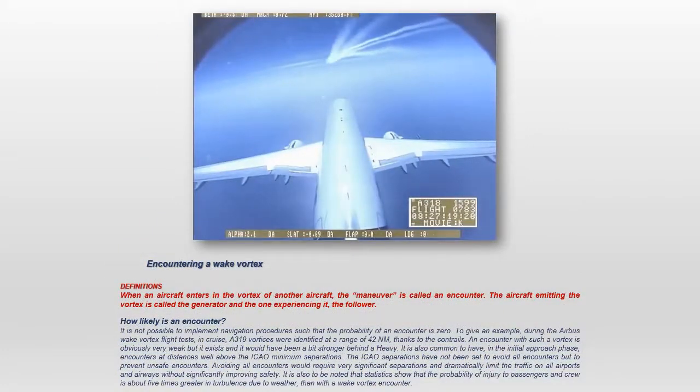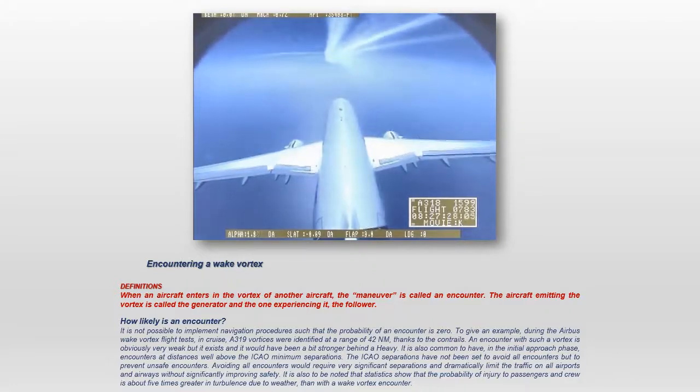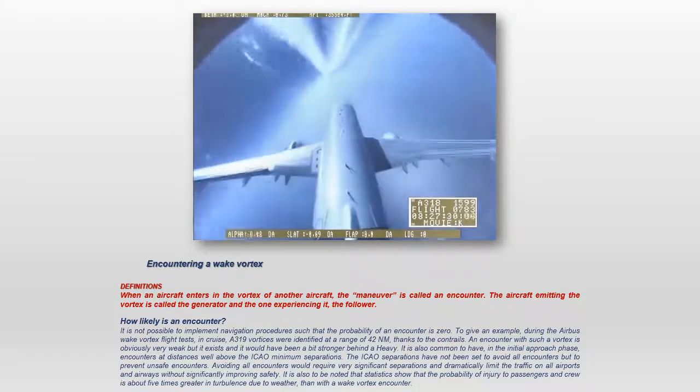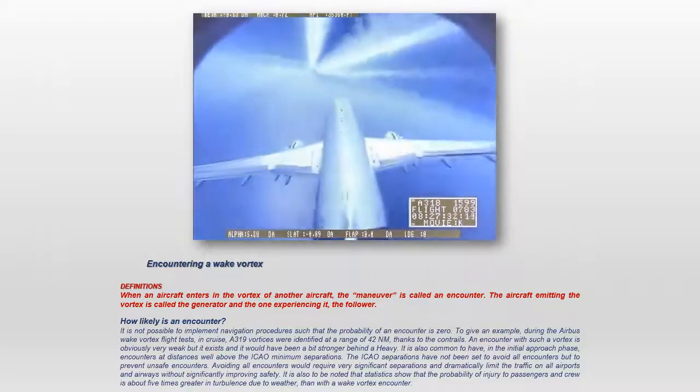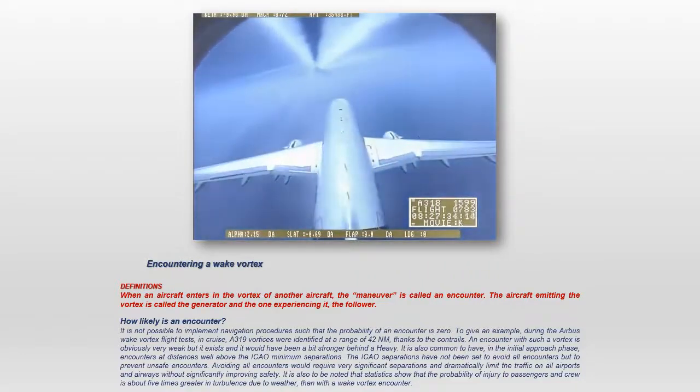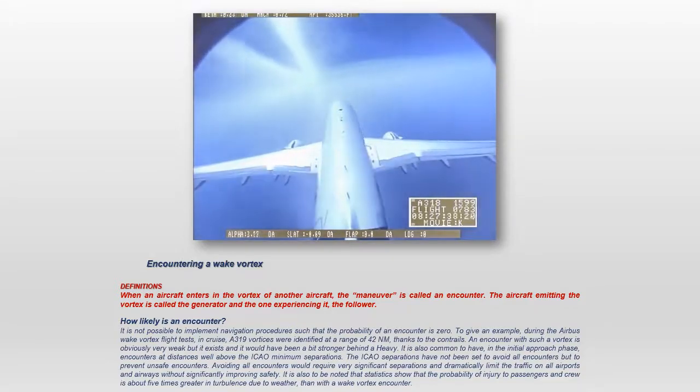Encountering a wake vortex: definitions. When an aircraft enters the vortex of another aircraft, the maneuver is called an encounter. The aircraft emitting the vortex is called the generator and the one experiencing it, the follower. How likely is an encounter? It is not possible to implement navigation procedures such that the probability of an encounter is 0.